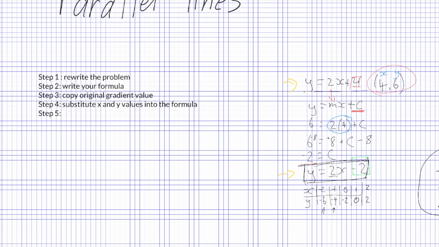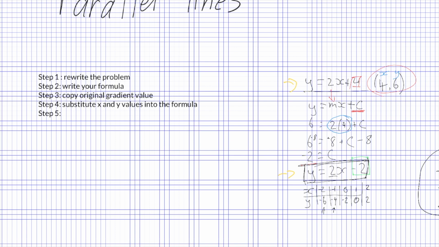Now, keep in mind, if you want to write 2 times 4, or your gradient times your x value, it still works. It's just that in maths, by default with algebra, we're always doing multiplication unless you're otherwise told.